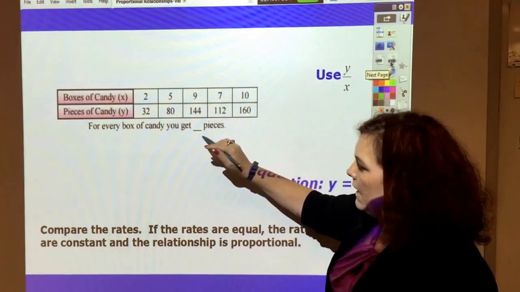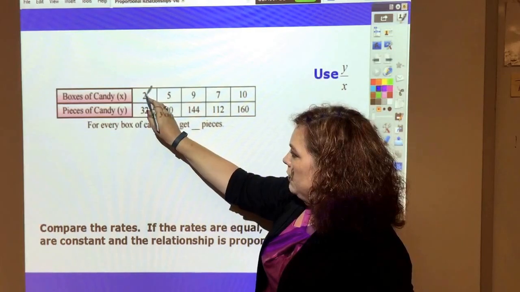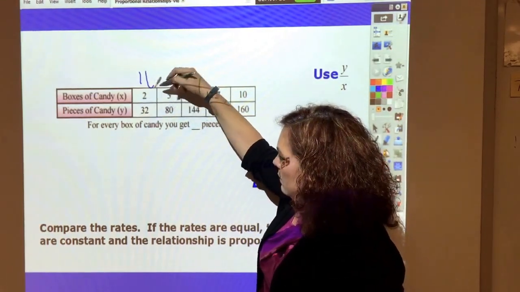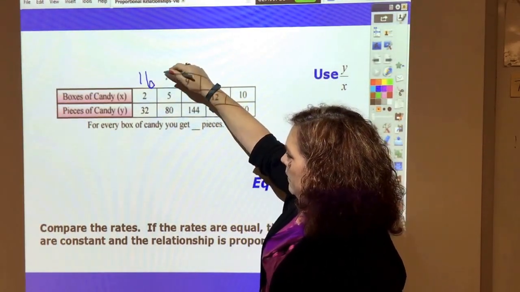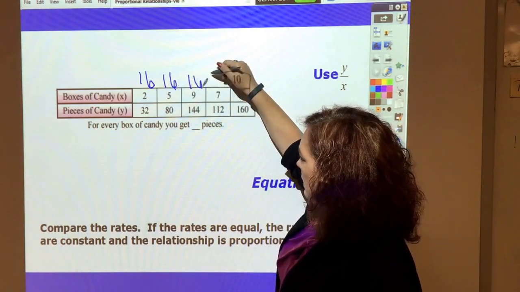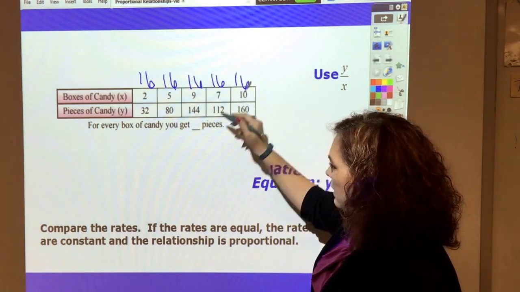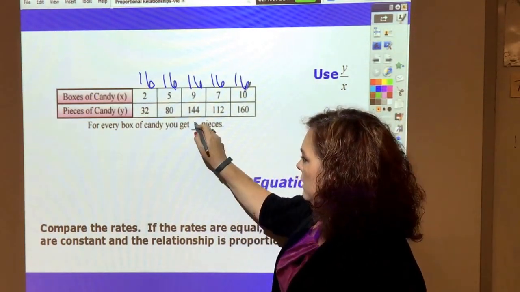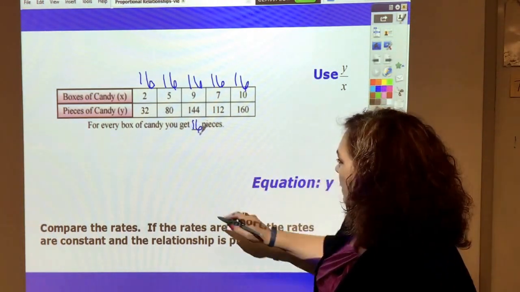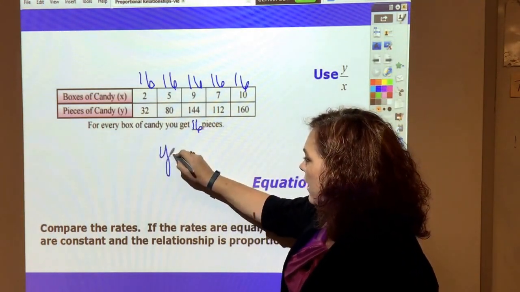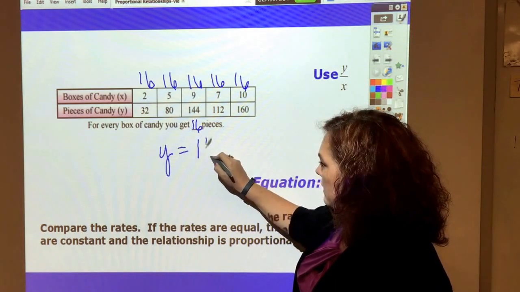So y over x, 32 divided by 2 is 16. And then 80 divided by 5 is 16, and 16, and 16, and 16. So for every box of candy, you get 16 pieces. And my equation is going to be y equals 16x.